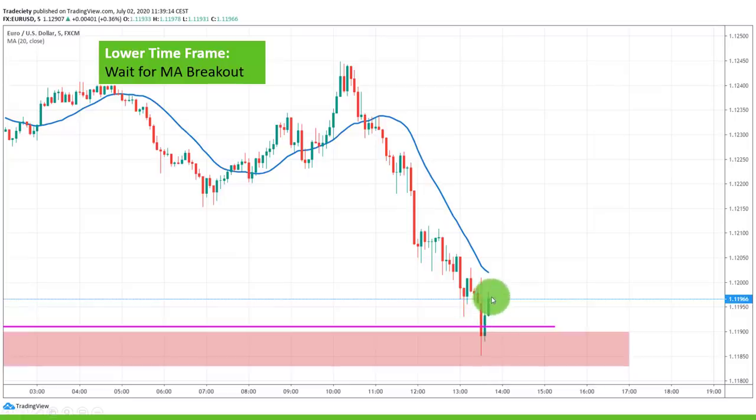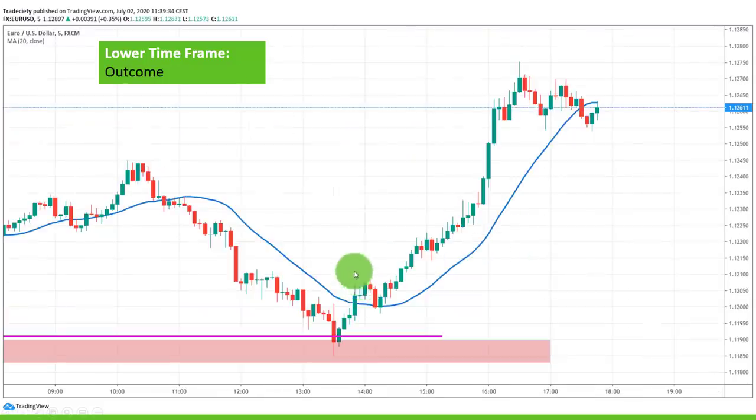You can see the market is already jumping back into the range above the support level that we drew. And what we are doing now is we wait for a breakout above the moving average. Sometimes you will get a break and a retest, which is an even stronger signal that I also trade. And this is what the outcome looks like.